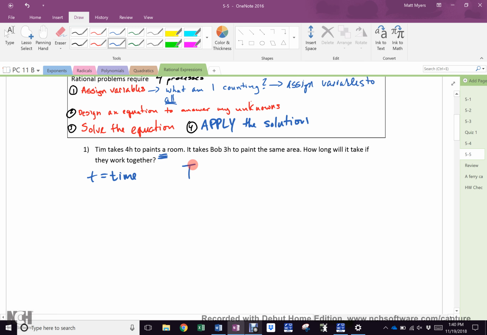So I know that Tim's time, because T is time, plus Bob's time will equal how many rooms? They are painting a room together. Together will equal 1. Will equal one room. Does everybody understand? Yes. Everybody agree? Now, Tim, to paint the whole room, takes how long? 4 hours. 4 hours to paint one room, yes? Bob will take 3 hours, correct?